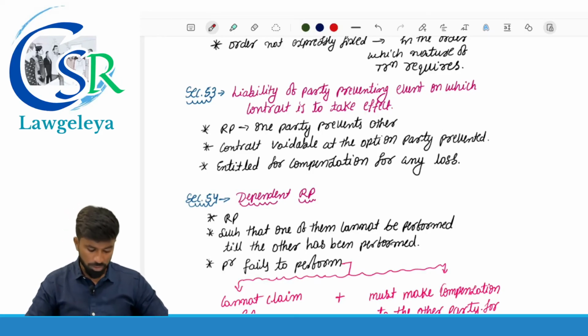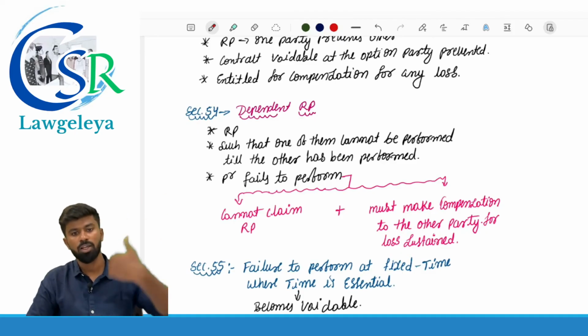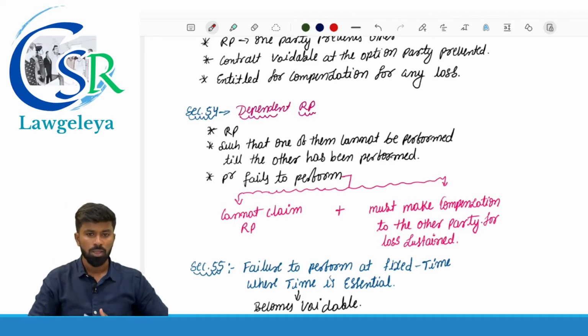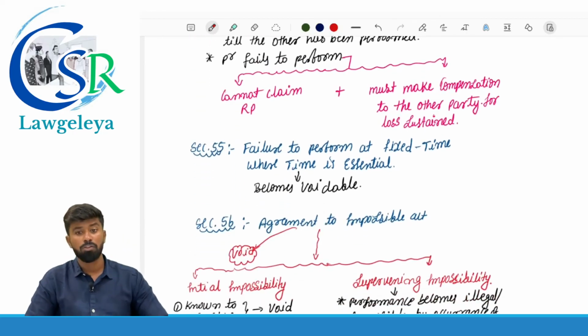Section 53. Section 54, dependent reciprocal promises: where there are reciprocal promises such that one of them cannot be performed till the other has been performed, and the promiser fails to perform his promise, then he cannot claim performance of the reciprocal promise. Obviously, because if he doesn't perform, I cannot perform. Can he demand performance from me? No. And I can still file a case against the other person for compensation.